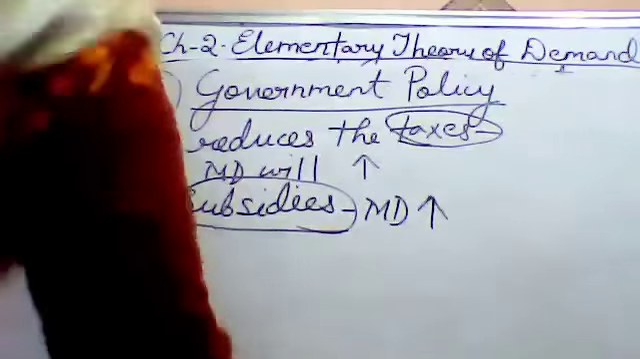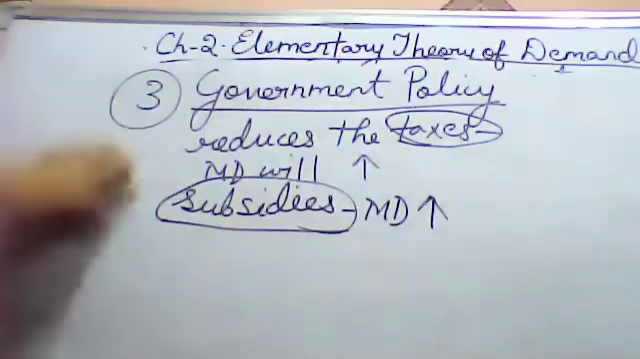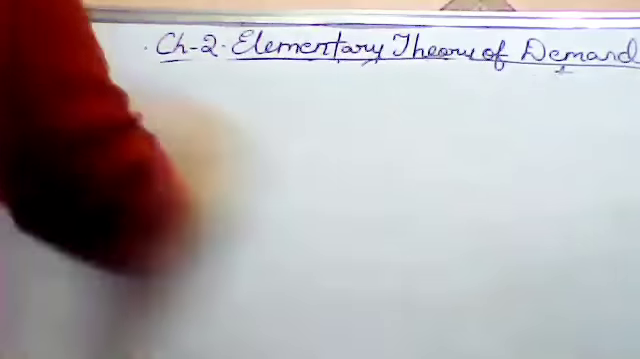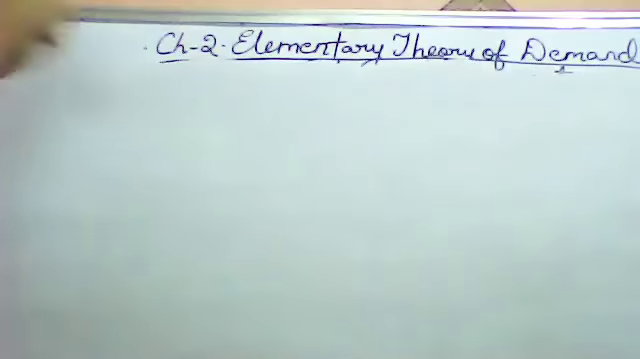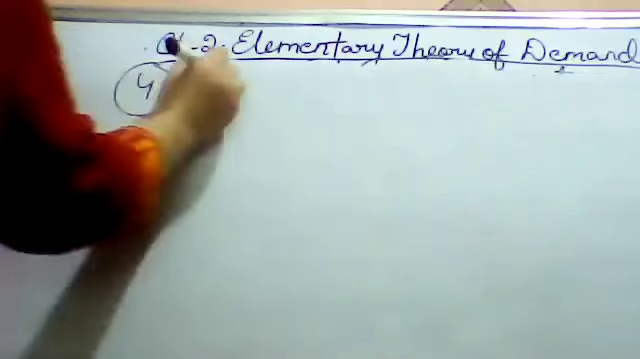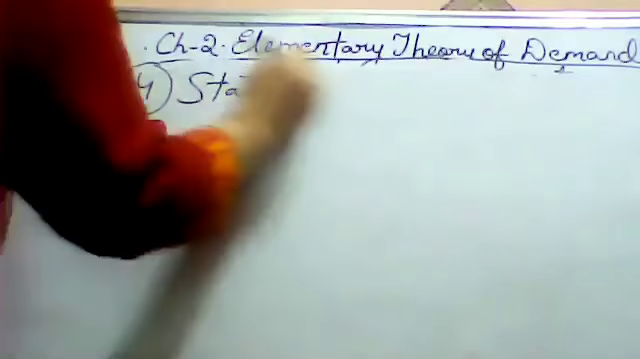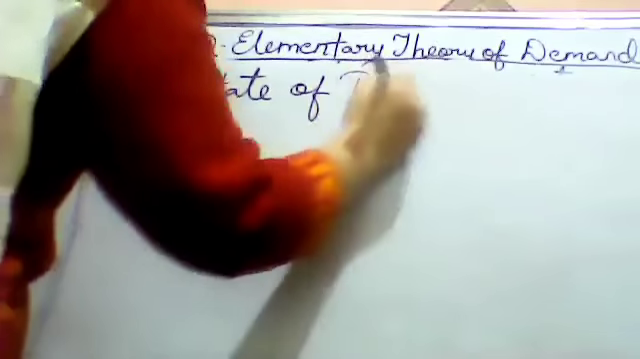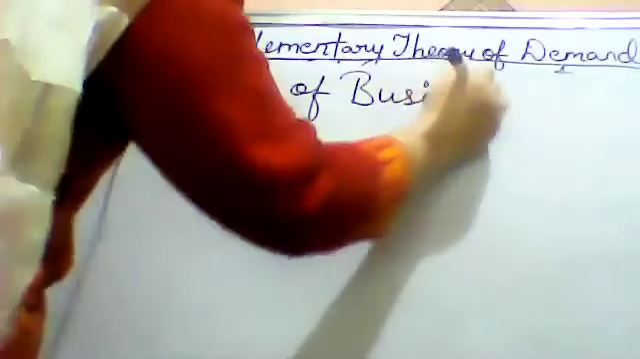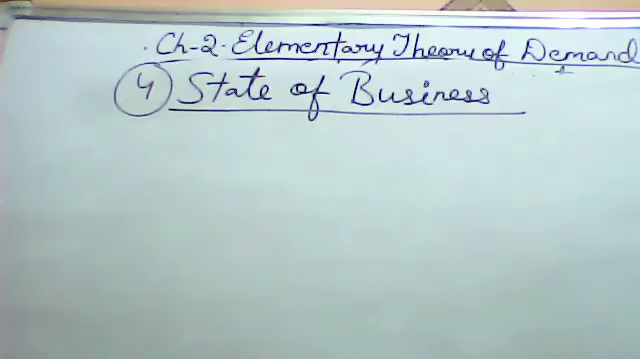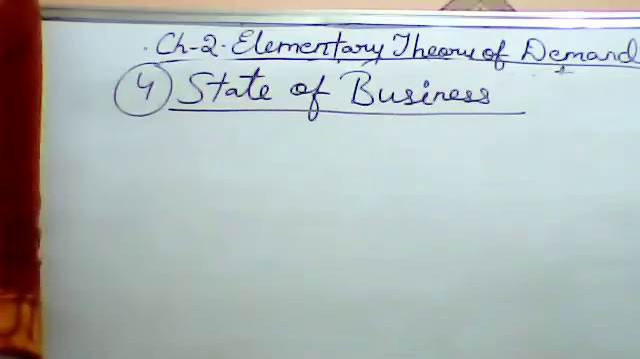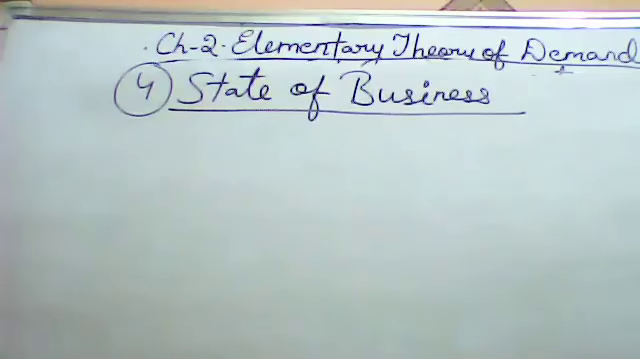Now tell me the fourth point. State of business. Yes, state of business. Now tell me, what can be the state of business? Ma'am, the condition around the business. Yes. So what can the business conditions be?